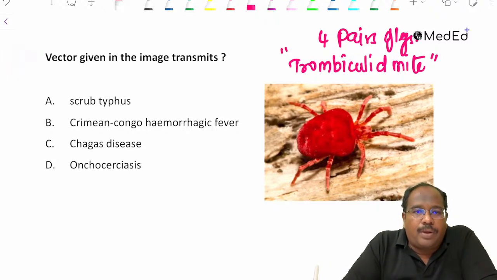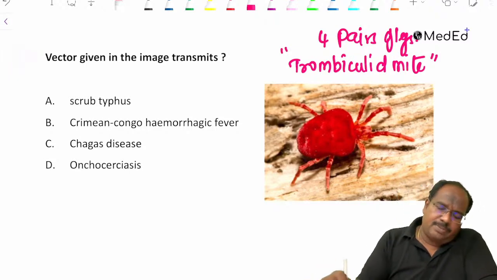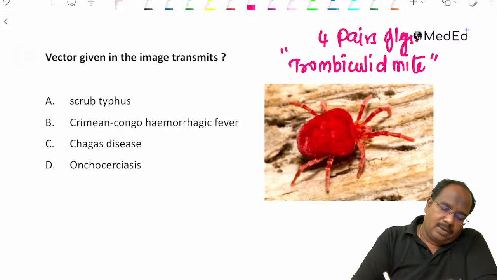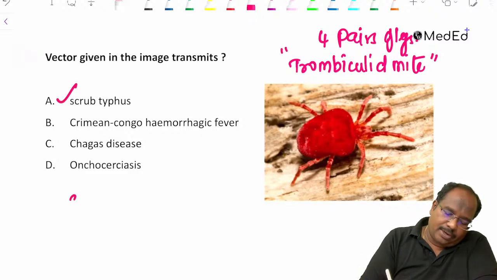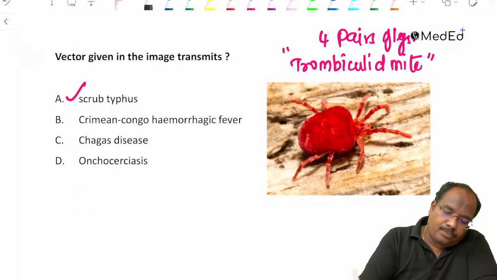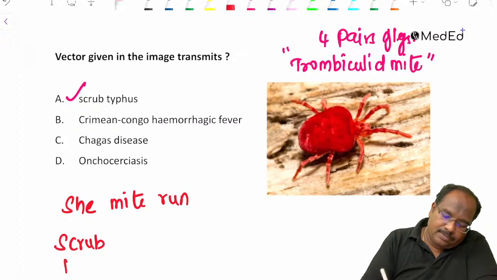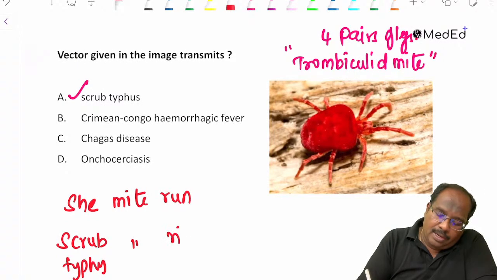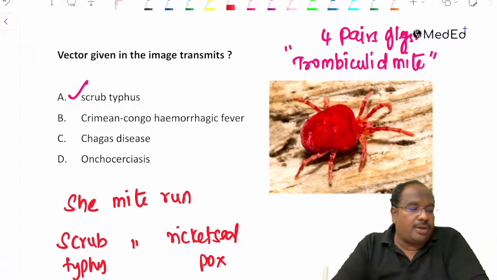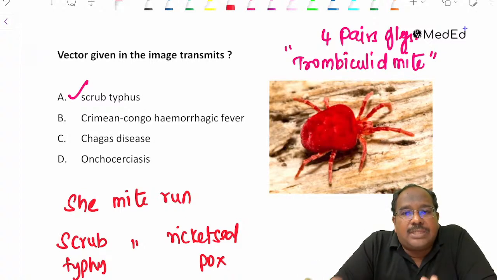So trombiculid mite. What does it transmit? It transmits scrub typhus. You can remember it like this: he might run. Scrub typhus, mite is mite only. R stands for rickettsial pox. So you can remember it like she might run. So this is scrub typhus.